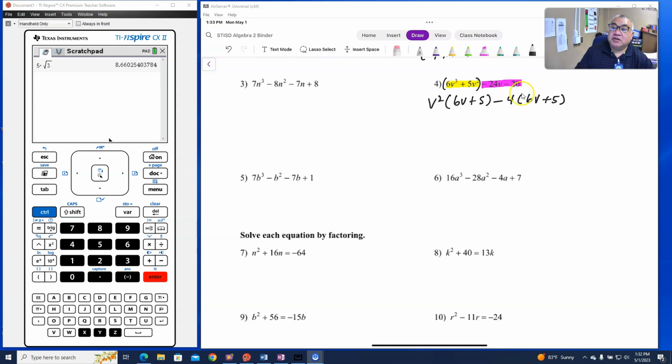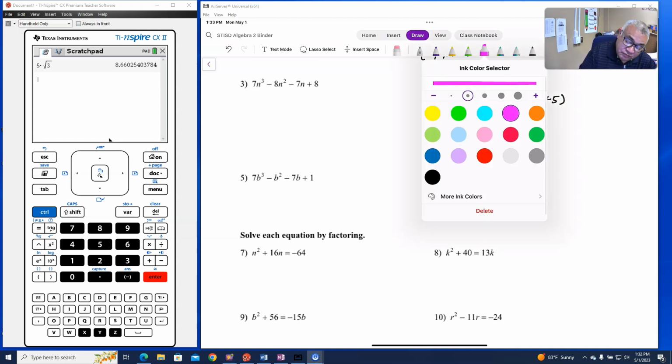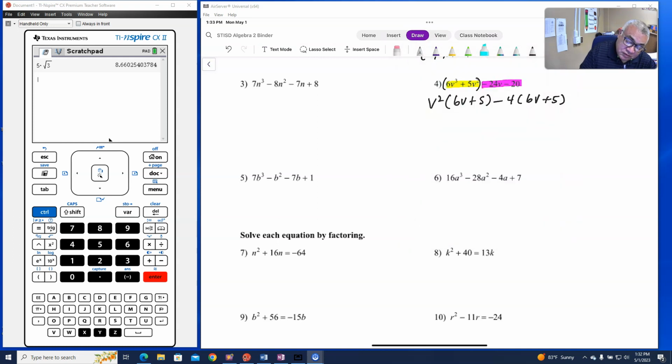Now, if you want to check if we did it correctly, all you have to do is distribute. Now we notice that we have 6v plus 5, and we also have 6v plus 5. So I'm going to go ahead and factor that. So I have 6v plus 5. That's factored, and that's factored. And now we're left with v squared minus 4.